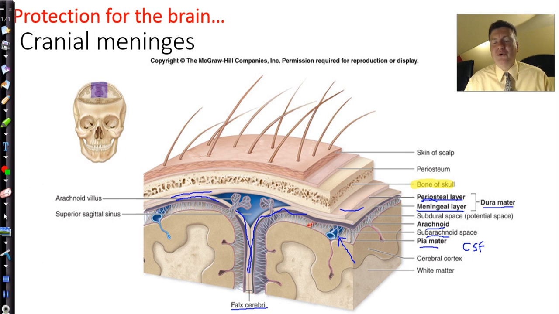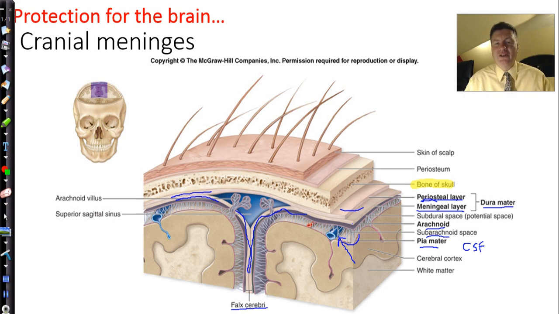The final layer, of course, is the pia mater. It's going to be a very thin layer. It will have some blood vessels associated with it, and it's going to be directly on the brain itself. Here's just a slight purple line that you see here. So these represent some major protective layers.